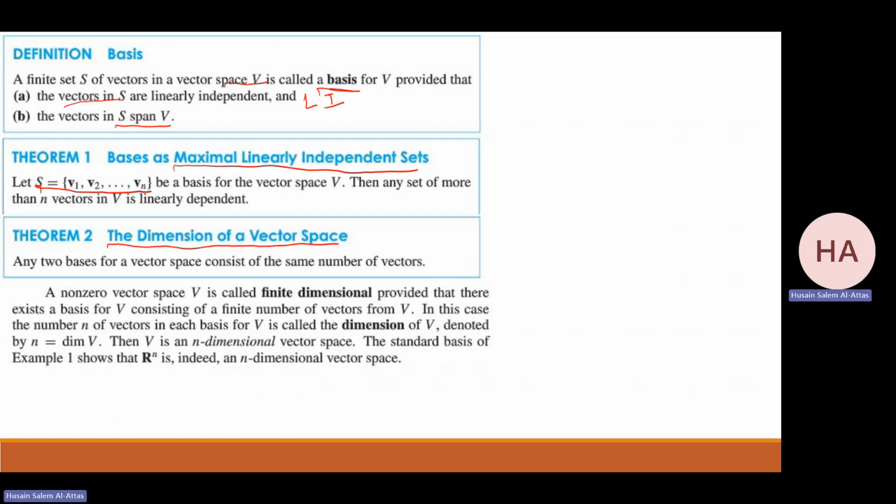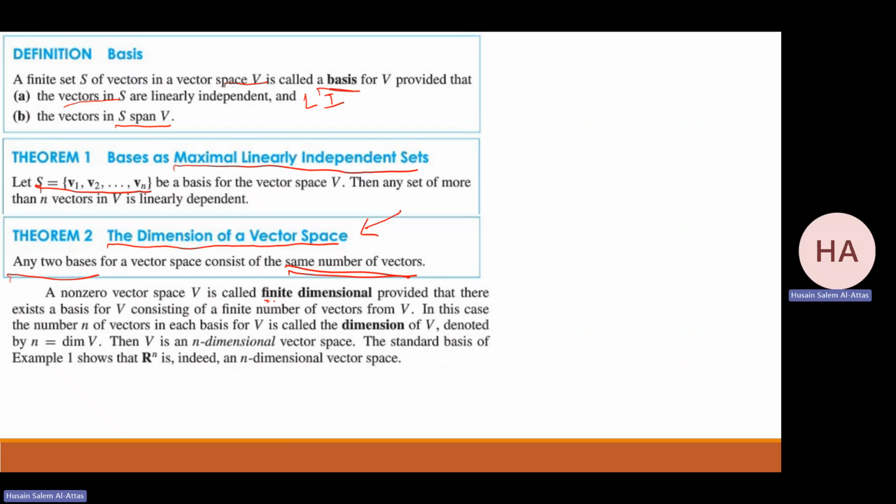They define the dimension. What's the dimension? It is the number of elements in a basis. Why is this okay? By the way, when you have a vector space, you will have different bases, but the number of elements in the basis should be the same. Because of that, we define the dimension. It's the number of elements in the basis, because any two bases of a vector space have the same number of vectors.